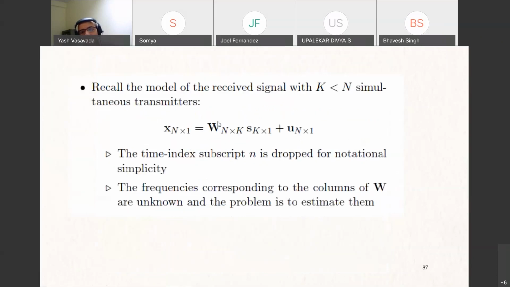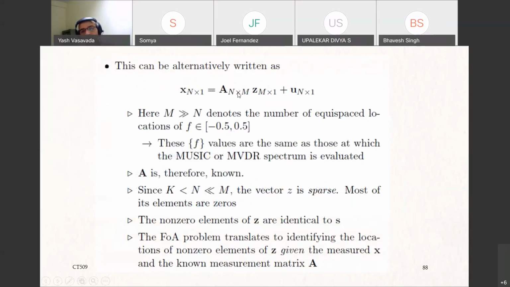Now, in this formulation, I don't know what W is. That is actually my problem statement. I want to determine the columns of W, because if I can do that, then I have solved the spectrum sensing problem. Whereas here in this formulation, this A matrix is known. The reason it is known is because we put in this A matrix all possible values of f that we can think of.